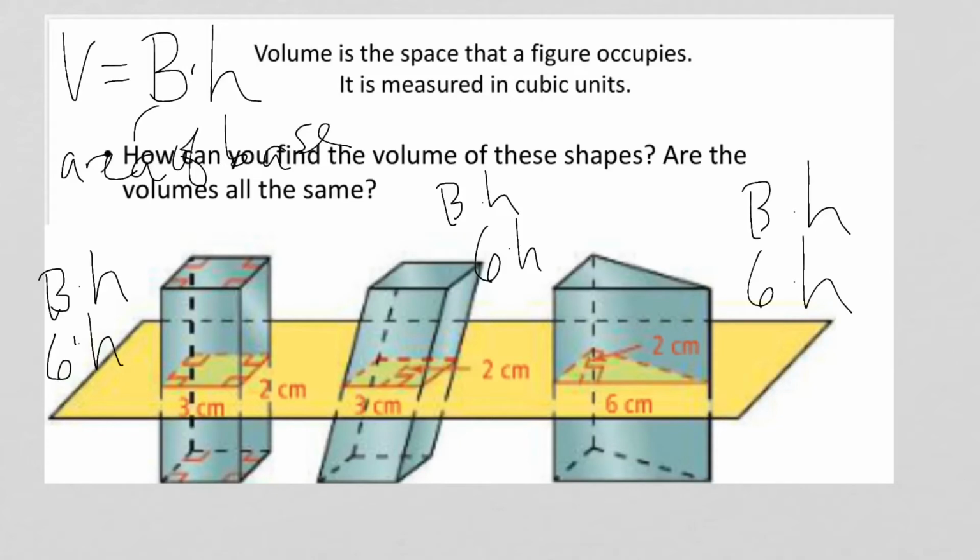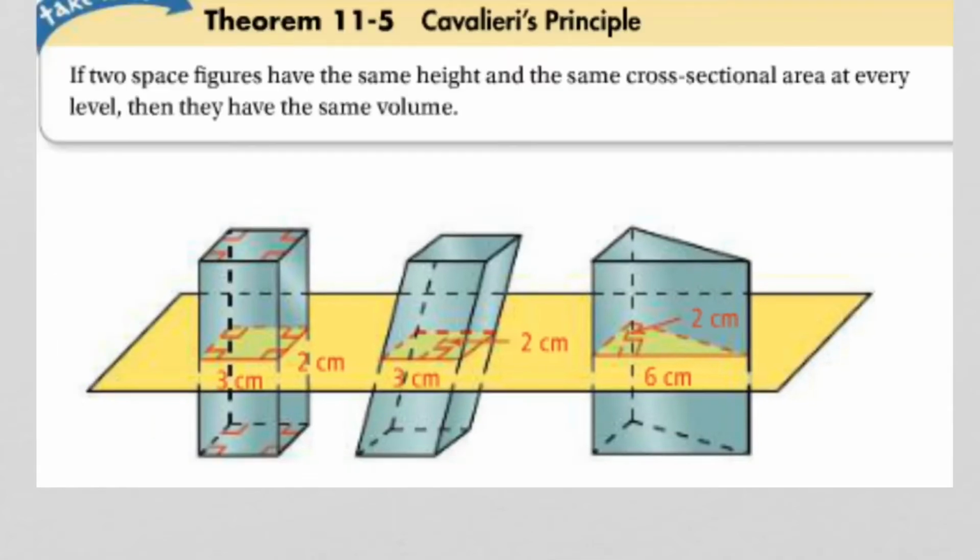Yes, they are. So this concept that we're just seeing here is called Cavalieri's principle. So here's what they have from the textbook. It's called Cavalieri's principle. If we have two space figures that have the same height and the same cross-sectional area at every level, then they have the same volume. Volume wouldn't change if it's on a slant or if it's going straight up. That's Cavalieri's principle.